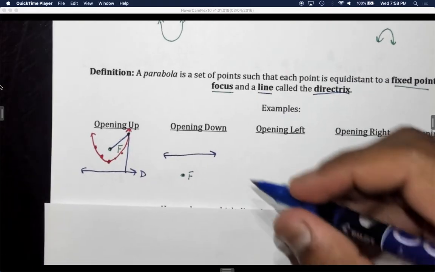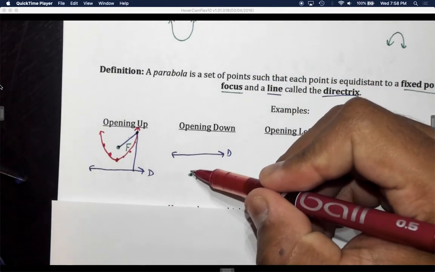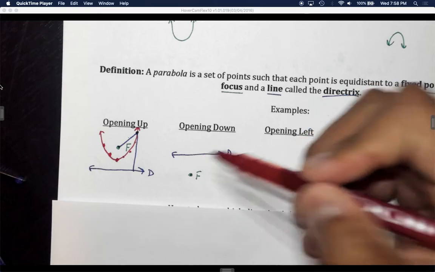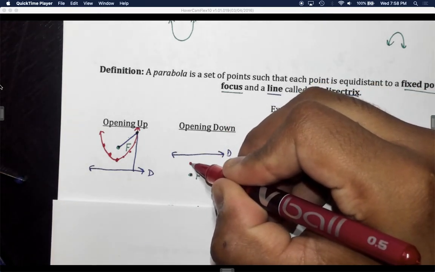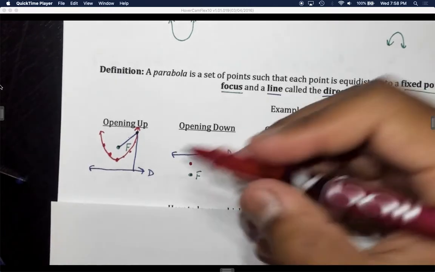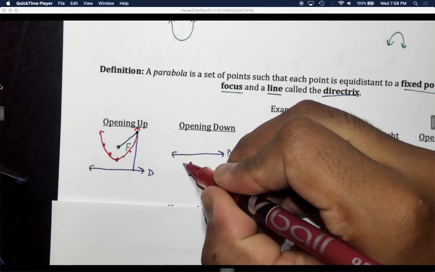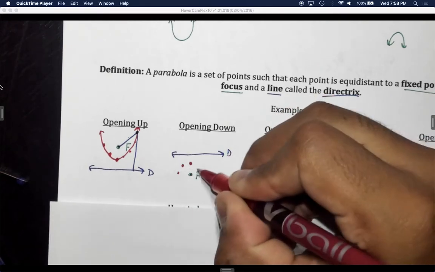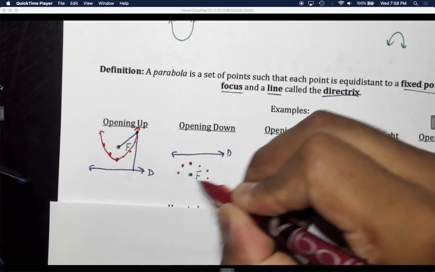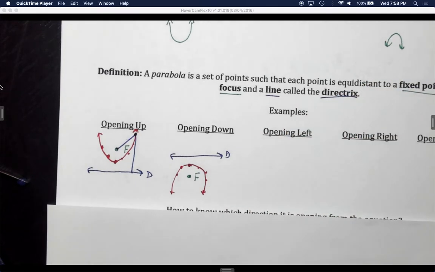directrix. Now, again, remember, the parabola is the set of points that are equidistant to the focus and the directrix. So if this is my total distance from the focus to the directrix, my parabola point would be right in the middle because they would be equidistant. If I go a little bit left, the distance here would be equal to this distance, so you can see that it's kind of taking shape. And what do I end up with? I end up with a parabola facing downward.